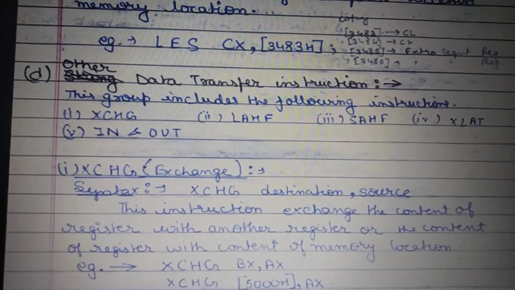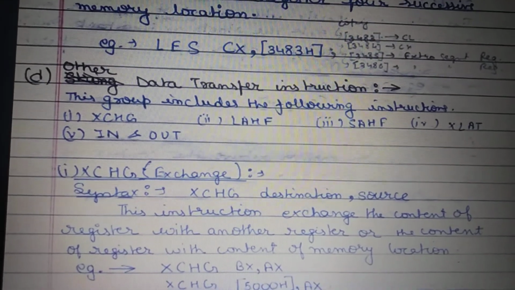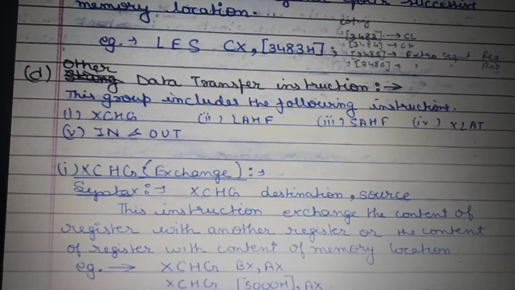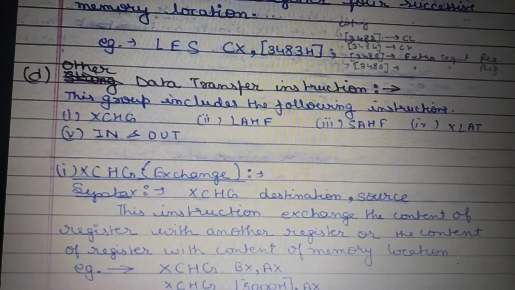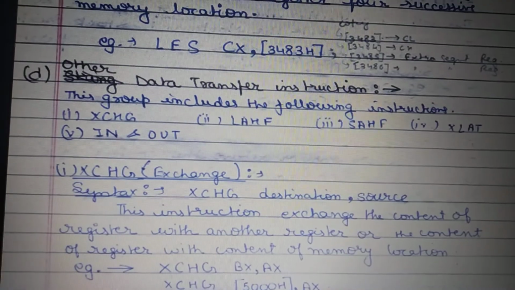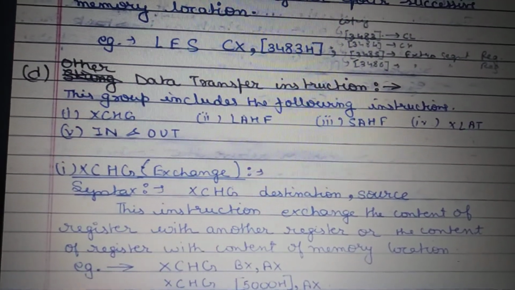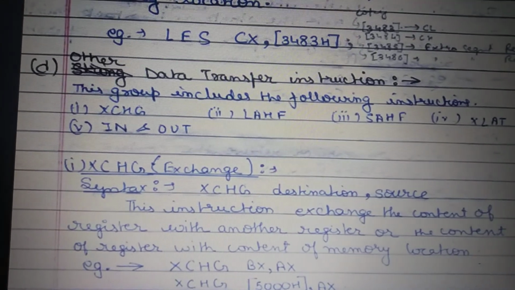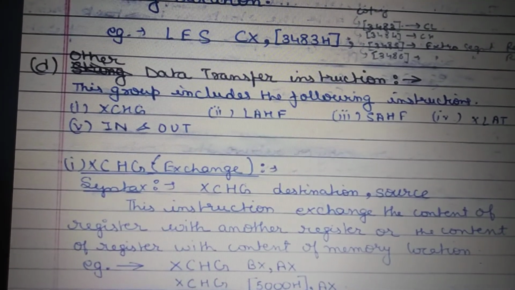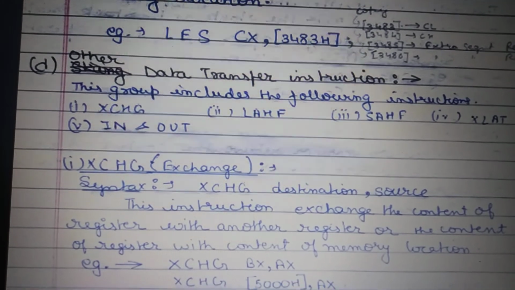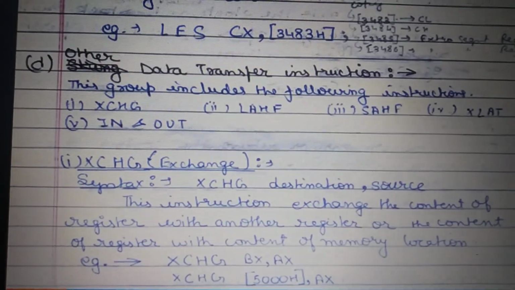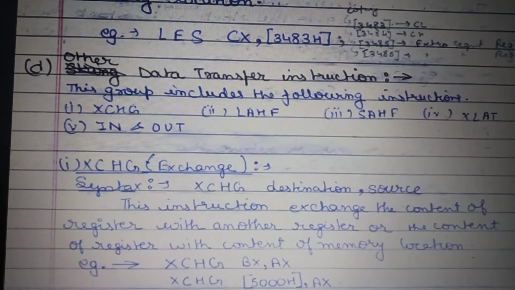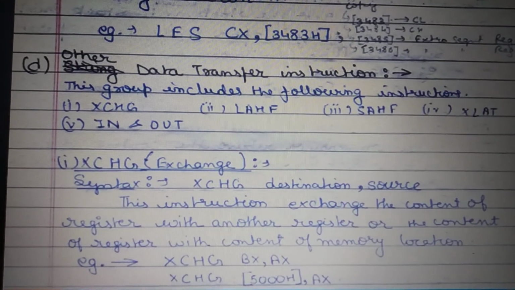So when this instruction is executed, the content of source is transferred to destination. But what should happen? The content of source and destination both must be interchanged. So how can it be possible? First, the content of destination is transferred to a temporary register located in the execution unit of the microprocessor. Then the content of source is transferred to destination register, and then the content of the temporary register is transferred to source register.